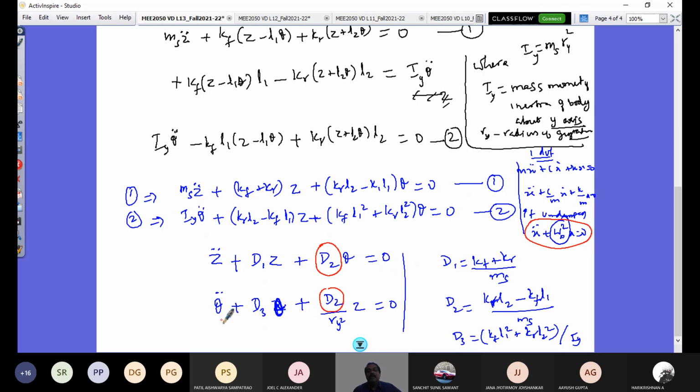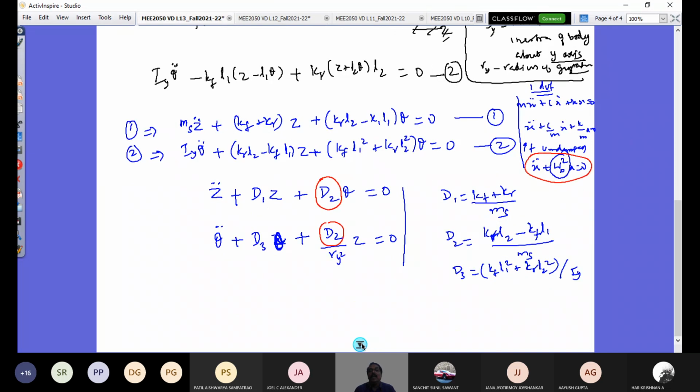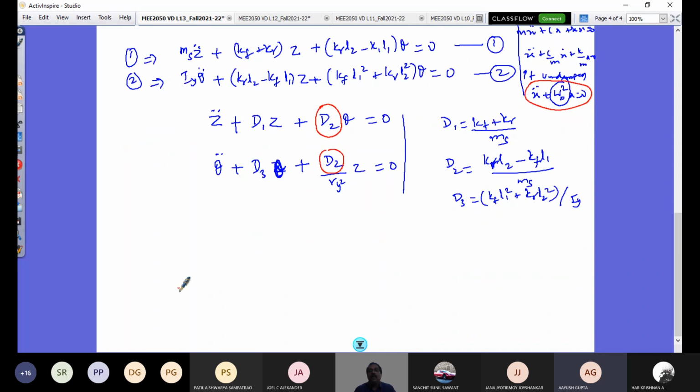Right? And here, D3 is my pitch natural frequency. That's why I just rewrote this and defined D1, D2, D3 for our convenience. So, Sir, what is R square?